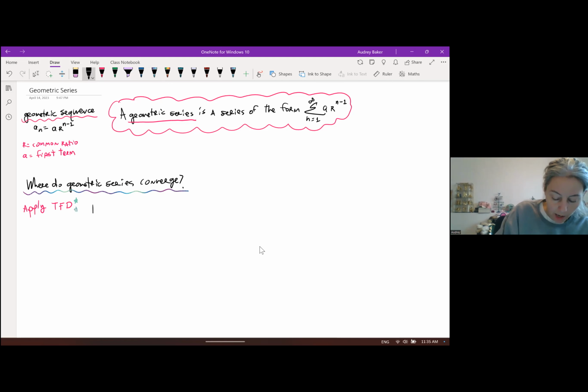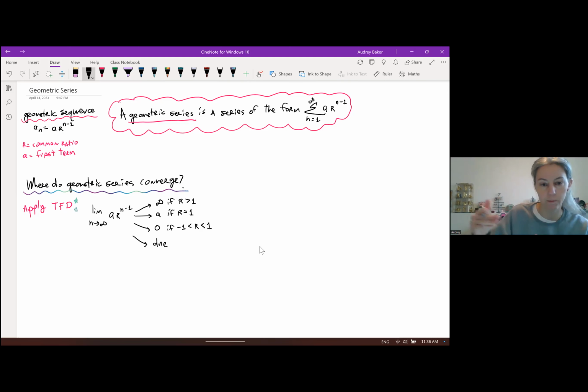So the limit as n approaches infinity of a r to the n minus 1. So we're doing the limit as n goes to infinity of the associated sequence. And we've actually seen this limit back when we were doing sequences. We know that this is going to infinity if r is greater than 1. It is going to a if r equals 1. It's going to 0 if -1 is less than r is less than 1. And it does not exist, because it's bouncing back and forth between positives and negatives, if r is less than or equal to -1.